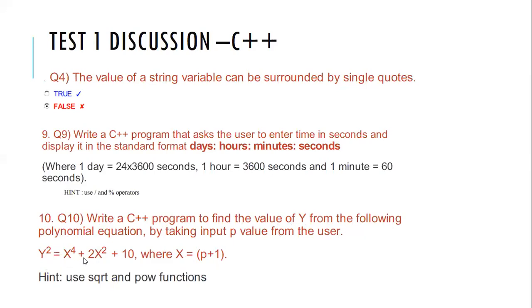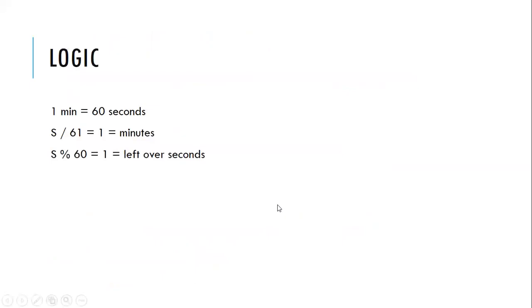Question 10 was asking you to calculate the value of y from this equation. This is a normal quadratic equation where you need to replace x with p plus 1, and p has to be taken from the user. That has to be substituted. For the y value, you need to use square root. Some of you have missed the square root. SQRT of this will give us the value of y. So this is clear, right? I'll go to the explanation of the 9th question.